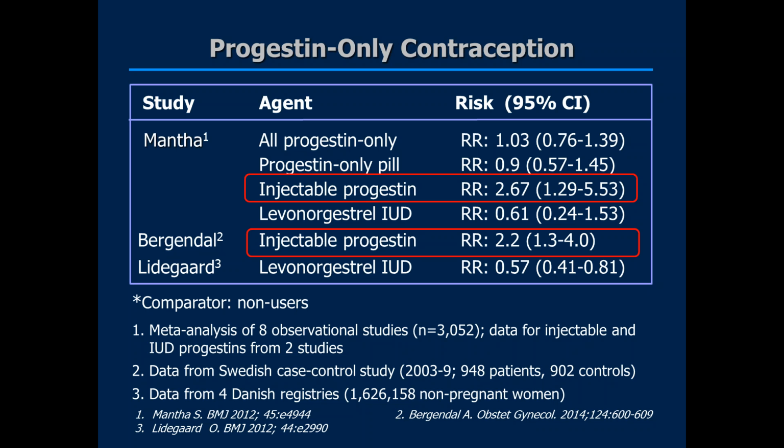So the take-home message from this slide is that when you're counseling patients, the progestin-only pill and the Mirena or levonorgestrel intrauterine device don't appear to be associated with an increased risk of venous thromboembolism, but Depo-Provera or injectable progestins do.